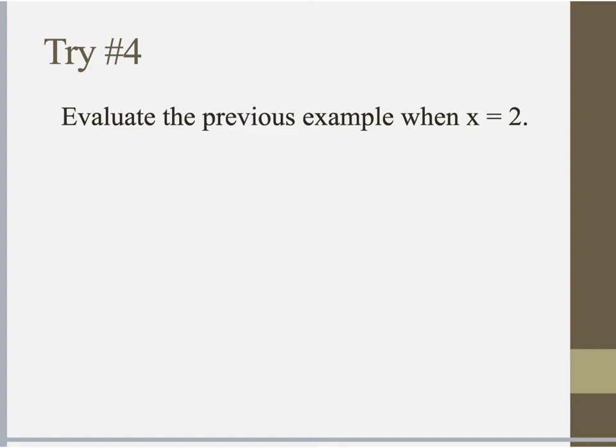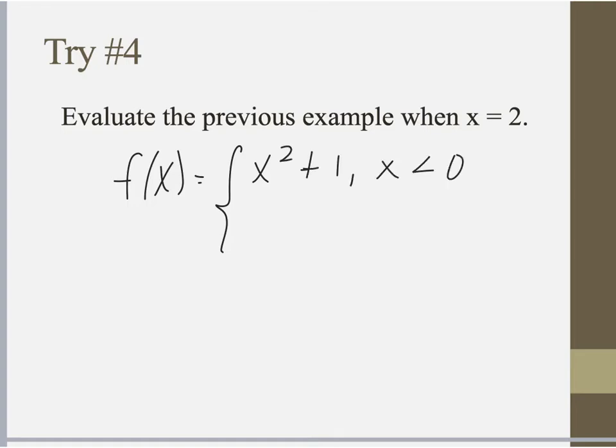All right, so we need to evaluate when x is 2 for that previous piecewise function. So I'm just going to rewrite what the piecewise function was. It says f of x equals x squared plus 1 when x is less than 0, and x minus 1 when x is greater than or equal to 0. So for us, which constraint does it match?